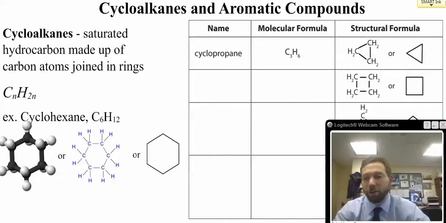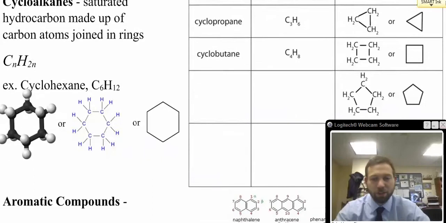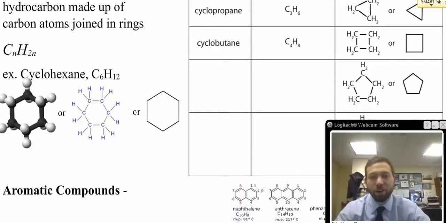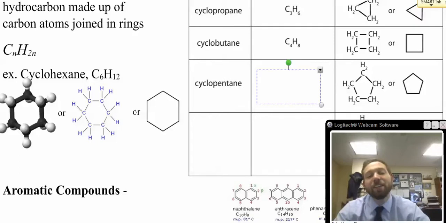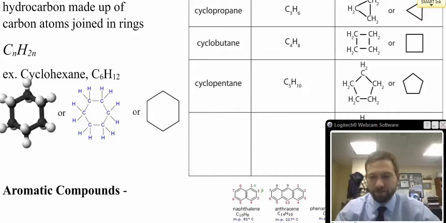The next one has 4 carbons. This would be cyclobutane, C4H8. The next one has 5 carbons. This is cyclopentane, and its molecular formula would be C5H10. As you see there, there's a ring of 5. Finally, cyclohexane for 6 carbons, and C6H12.